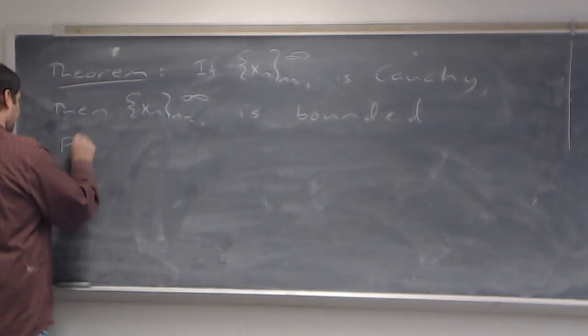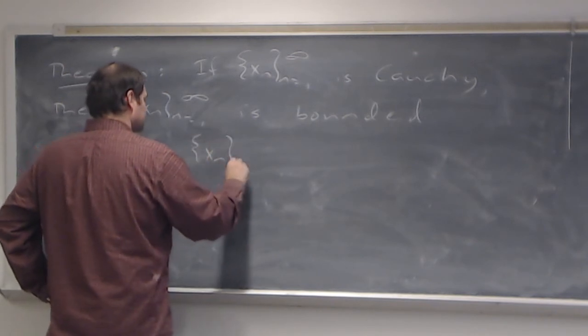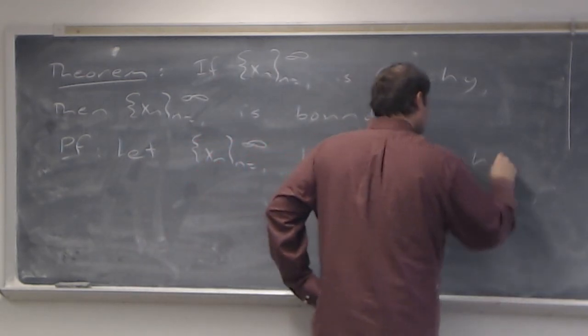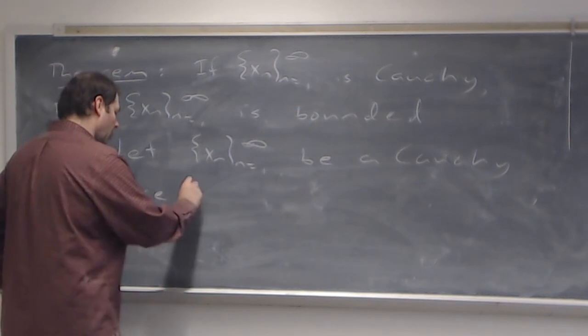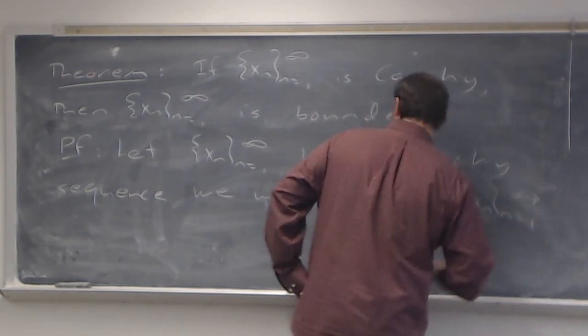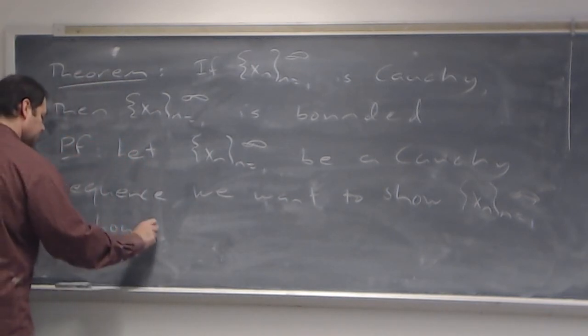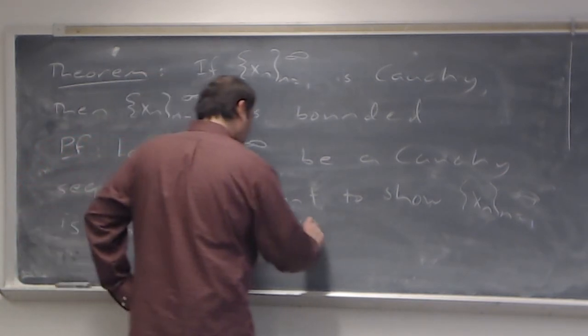So here's the proof. We're going to let x of n be a Cauchy sequence. We want to show x of n is bounded. I've forgotten how to do it, but I know what it's going to involve. So here's what I'm going to do. I'm going to let epsilon equal to 1 be given.